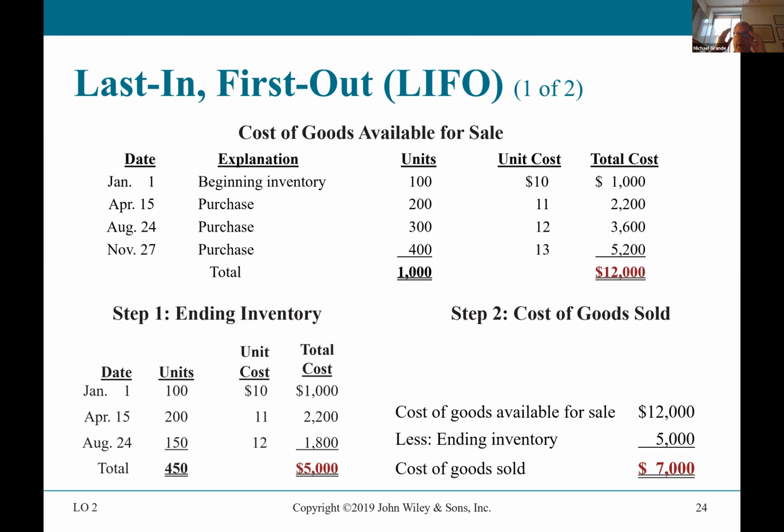Cost of goods sold calculation. Cost of goods available for sale, the same $12,000, less ending inventory, which you just calculated to be $5,000. Cost of goods sold is $7,000.